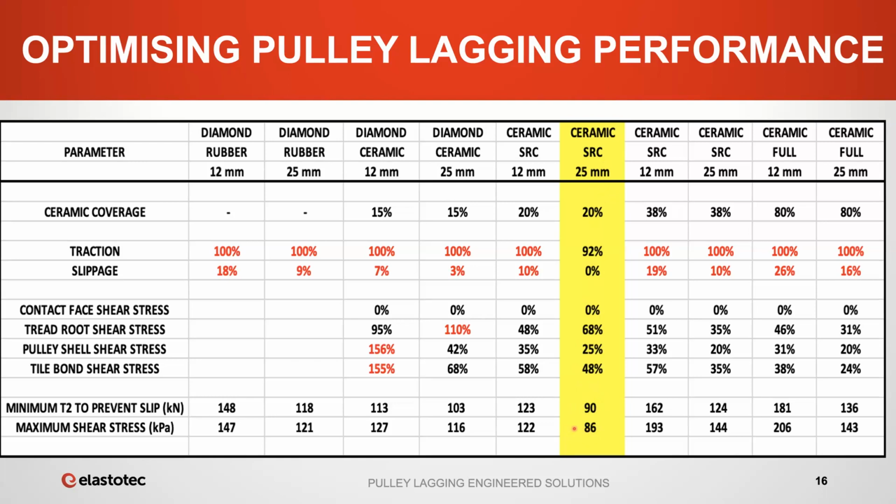So what this analysis is enabling us to do is to select a lagging that is not at risk of having localized slip. It's also within the fatigue limits, so we can be confident that we won't get fatigue failure within the 5-year limit in the tool. Then at the same time, the lagging belt interaction is operating at lower levels of tension and stress.